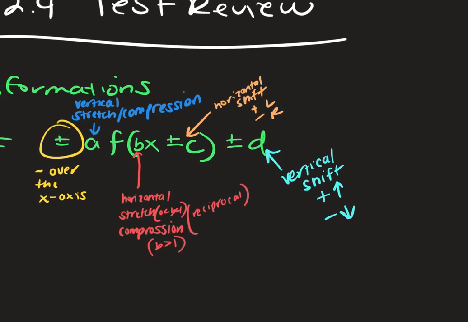Remember that these stretches and shrinks are also called dilations. So it might say vertical dilation instead of vertical stretch or vertical compression. Those are the same things. And it might say a horizontal dilation instead of a horizontal stretch or horizontal compression, but those are the same things. So in words, you can know it as dilation, but you still have to know how to find the factor. And then obviously, if you have a graph, you have to know how to shift those.